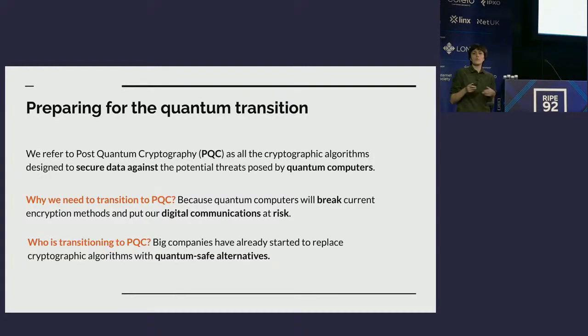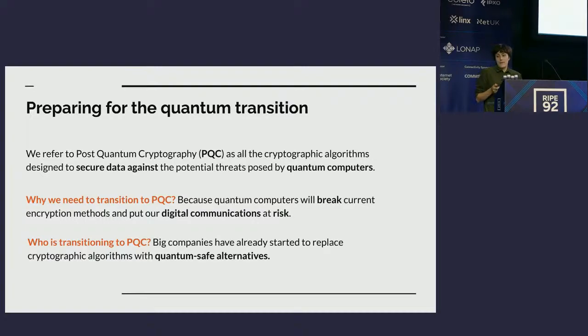What's this post-quantum cryptography? What's the quantum transition, and why should it bother us? First of all, we refer to post-quantum cryptography as all the cryptographic algorithms that are designed to secure data against the threats posed by quantum computers. Right now, we do not have a cryptographically relevant quantum computer, but still there is the risk because, of course, a quantum computer is way more powerful than our actual computers.